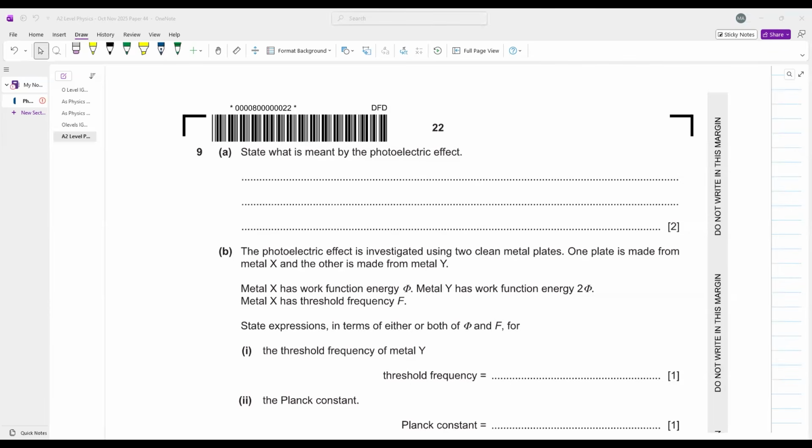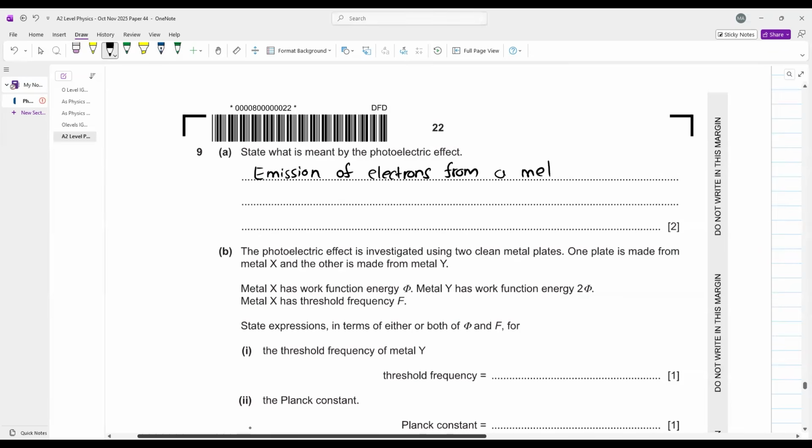Emission of electrons from the surface of a metal, from a metal surface, when electromagnetic radiation is incident on the surface.